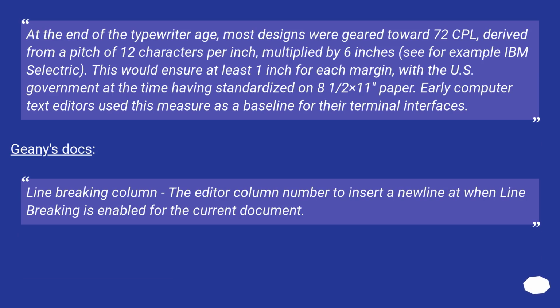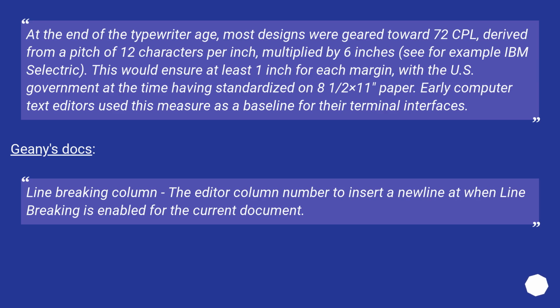At the end of the typewriter age, most designs were geared towards 72 CPL, derived from a pitch of 12 characters per inch, multiplied by 6 inches, see for example IBM Selectric. This would ensure at least 1 inch for each margin, with the US government at the time having standardized on 8.5 by 11 paper. Early computer text editors used this measure as a baseline for their terminal interfaces.